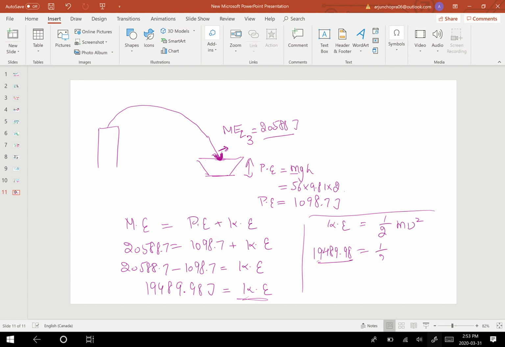So this is equal to 1/2 times 56 times velocity squared, and then this value divided by 56 multiplied by 1/2 gives me 696 for velocity squared. And if I square root this value, that comes out to be approximately 26.4 meters per second. That is the velocity with which he will hit this net here.